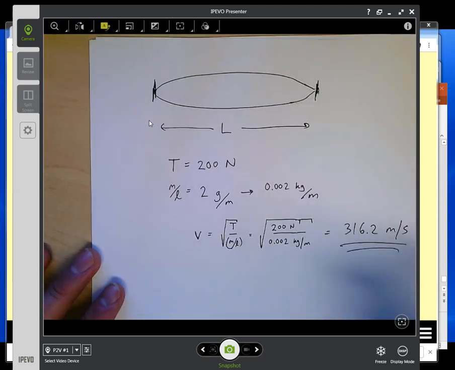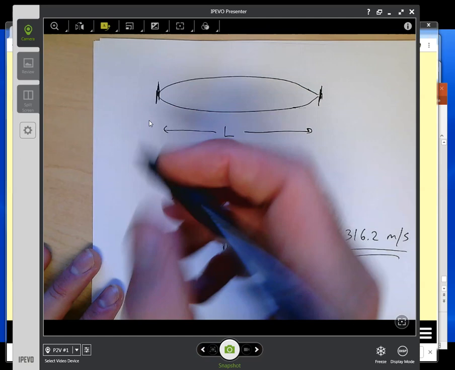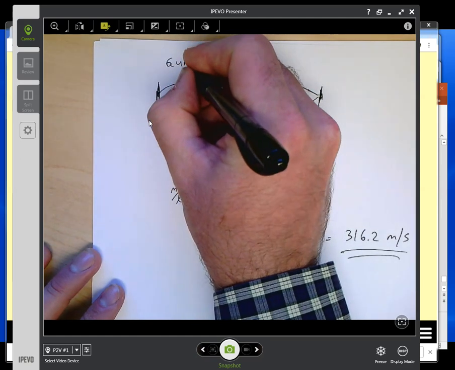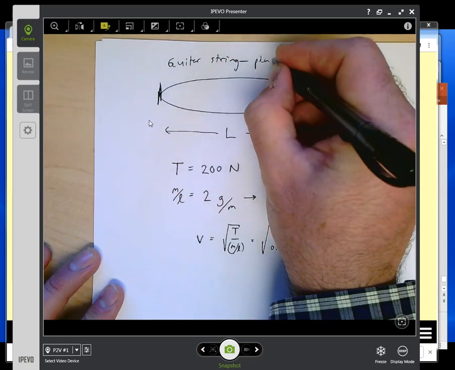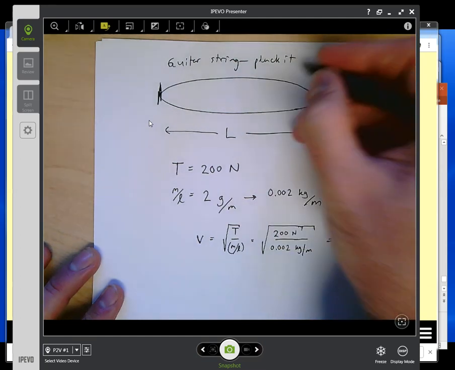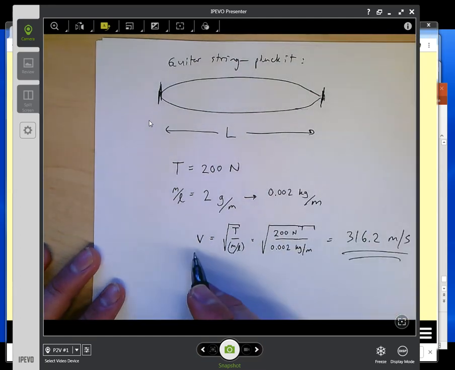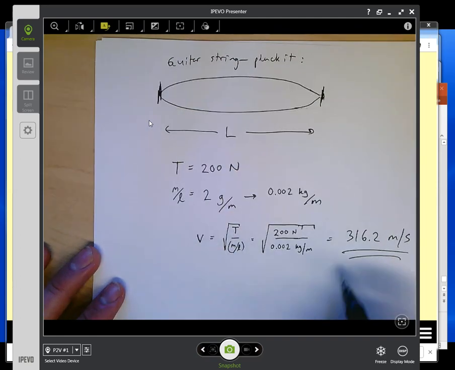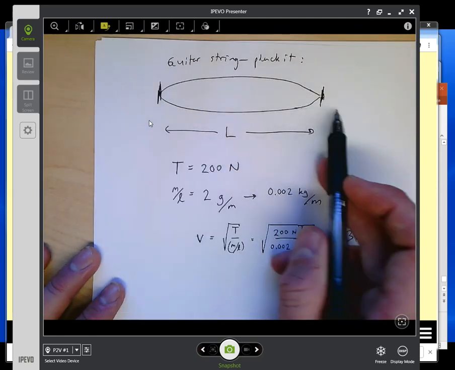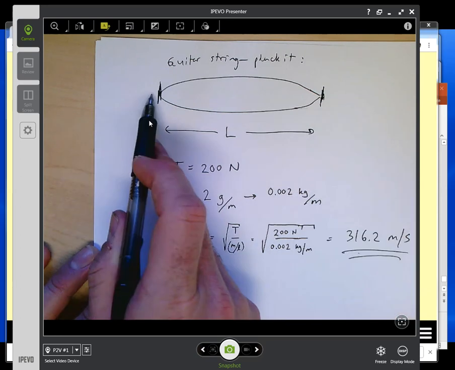The problem was basically that I've got a guitar string, and we pluck it. And then the question is, what happens? Well, one of the things that happens is that the wave has some velocity. So it's going to go there and back and there and back. And if we wanted to, we could use this velocity and the length, and figure out how long it takes to go there and bounce back and so on.